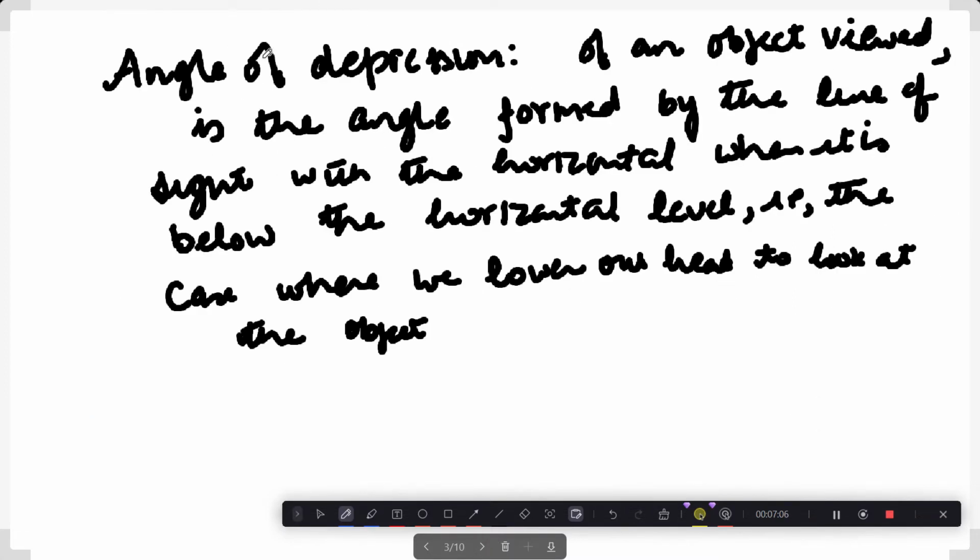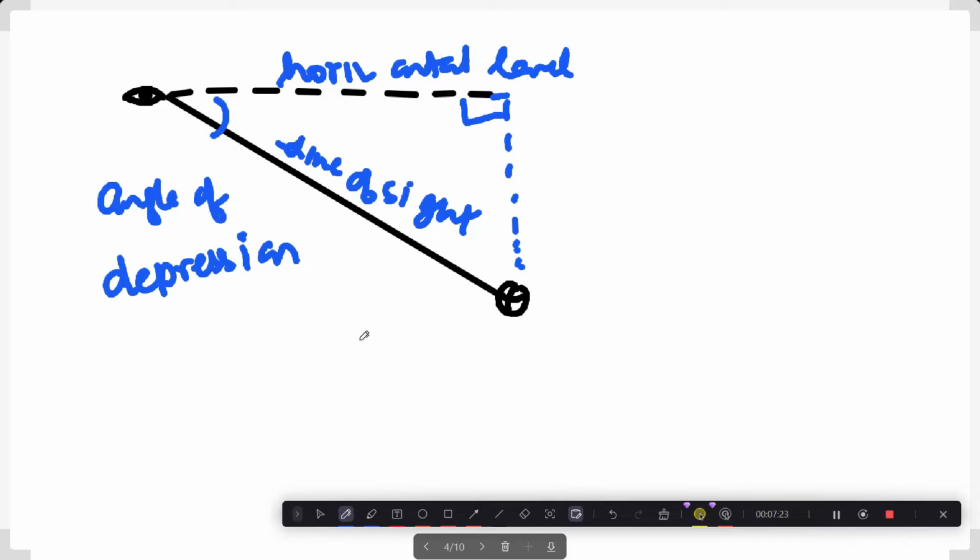Then the next term that we learned was angle of depression of an object viewed, which is the angle formed by the line of sight with the horizontal level when it is below the horizontal level. That is the case where we lower our head, we look down to look at the object, right? You look down. So that's the angle of depression. So now let's do a few examples, a few questions to understand this better.